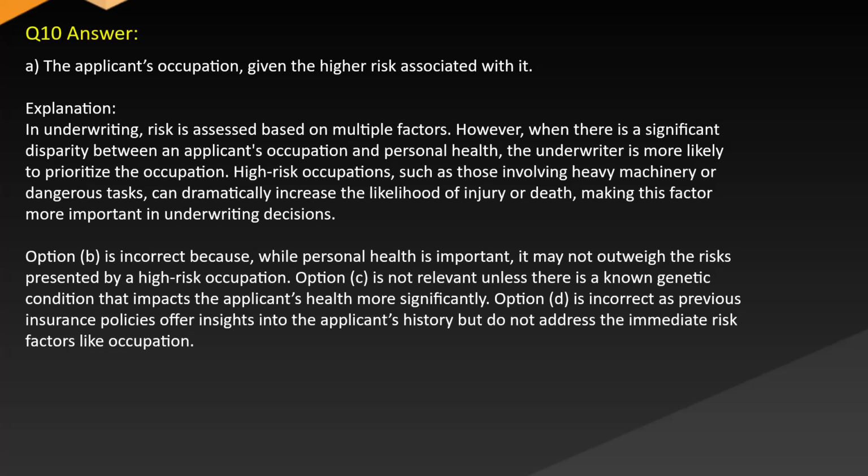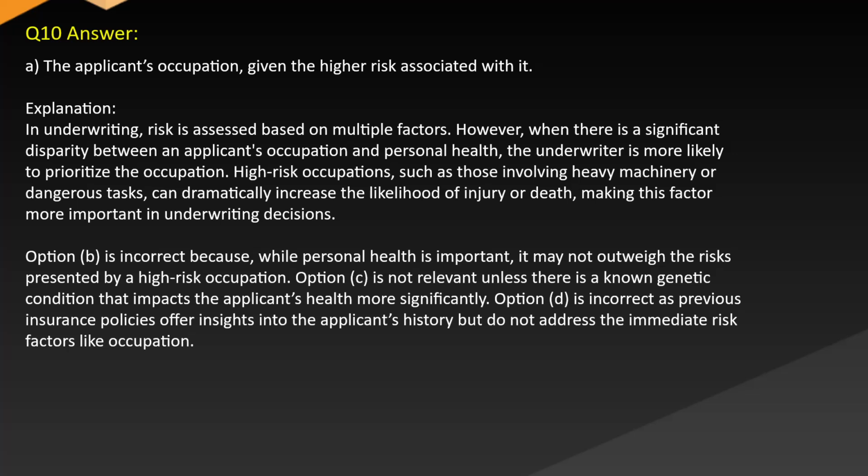Answer A. The applicant's occupation, given the higher risk associated with it. Explanation. In underwriting, risk is assessed based on multiple factors. However, when there is significant disparity between an applicant's occupation and personal health, the underwriter is more likely to prioritize the occupation. High-risk occupations, such as those involving heavy machinery or dangerous tasks, can dramatically increase the likelihood of injury or death, making it a more important factor in underwriting decisions.